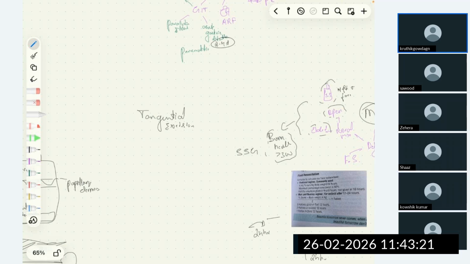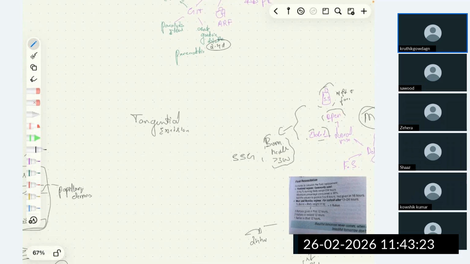Tangential excision is done in case of deep dermal burns.